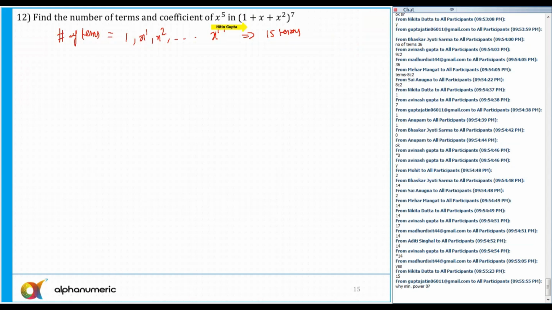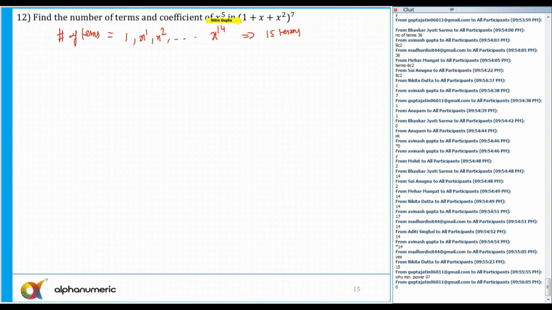Because there is one constant term. What is the power of x in the 1? What is the power of x in the 1? Can you tell me, Jatin? 0. So the minimum power of x is 0.